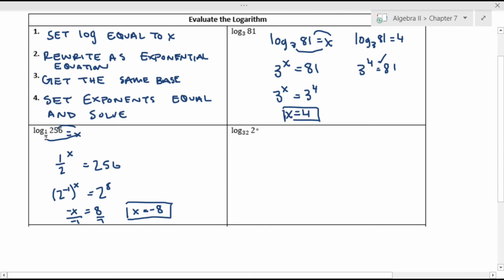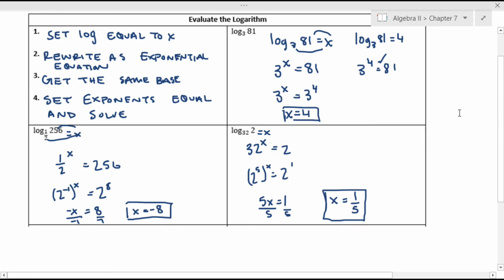Let's do another one. We set it equal to x. We swoop-de-doop it. 32 to the power of x is equal to 2. I've got to get the same base. This 2 is already 2 to the power of 1, and 32 is 2 to the 5th, so 2 to the 5th to the power of x. And multiply these exponents and set them equal to each other. So 5 times x is 5x. It's got to be equal to 1. When I solve, I divide by 5. So x is equal to 1/5.